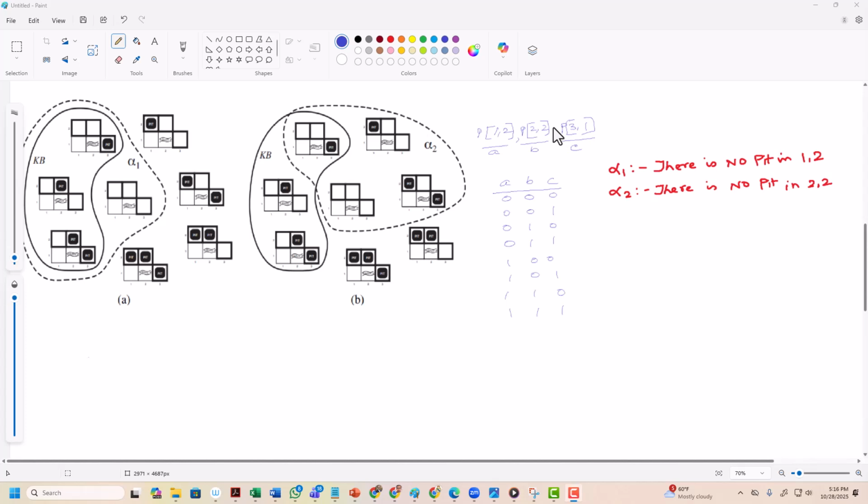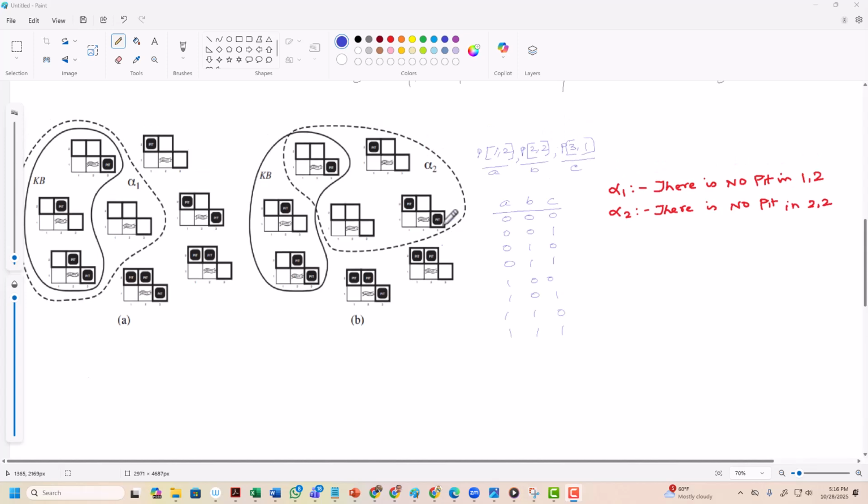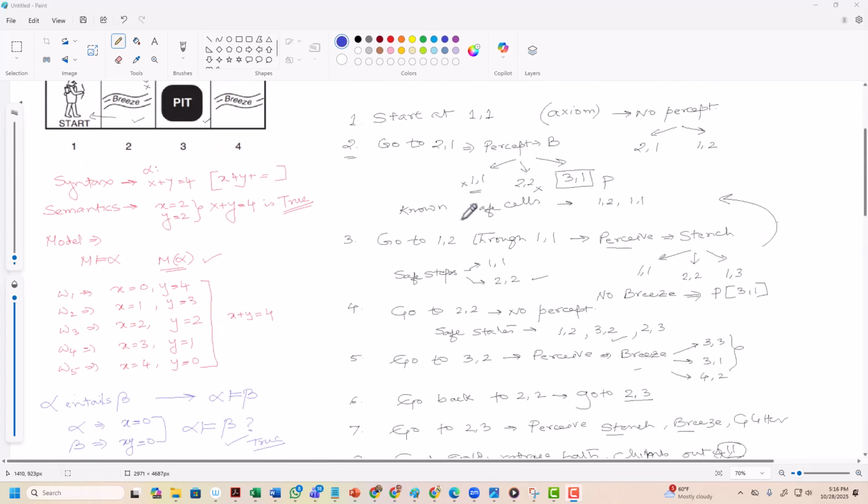Now we want to continue the discussion of entailment in the perspective of the Wumpus world problem. So we apply the same kind of analysis to the Wumpus world reasoning example we discussed earlier. Consider the situation in which the agent has detected nothing in 1, 1. Let's say it has detected no percept at 1, 1.